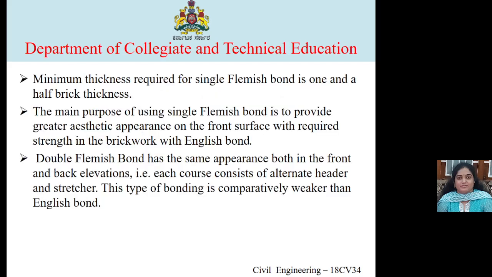The main purpose of using a single Flemish bond is to provide a greater aesthetic appearance on the front surface, with the required strength in the brickwork from the English bond. Double Flemish bond has the same appearance both in the front and back elevation. That is, each course consists of alternate header and stretcher. This type of bonding is comparatively weaker than the English bond.